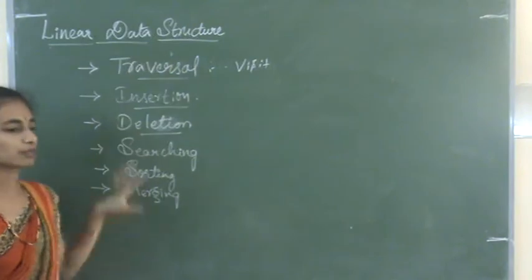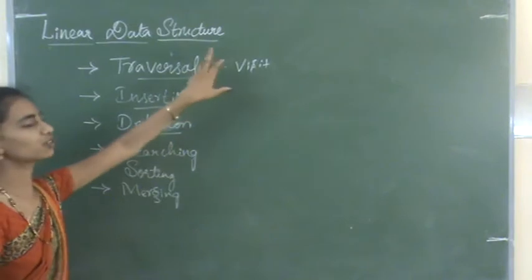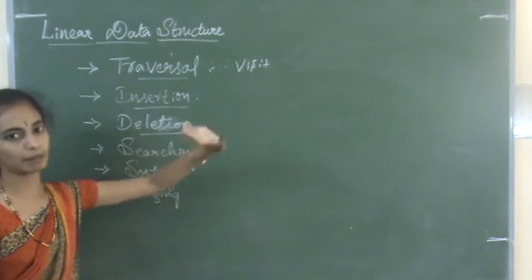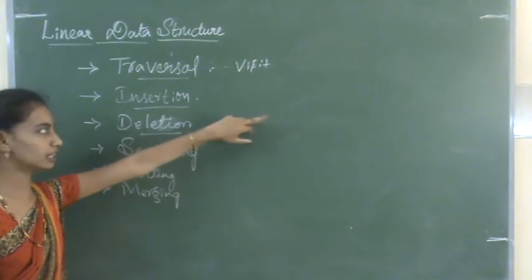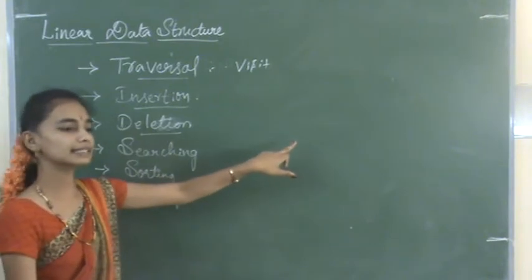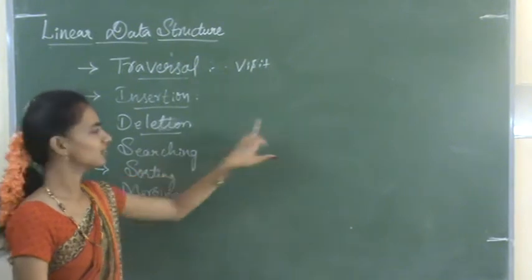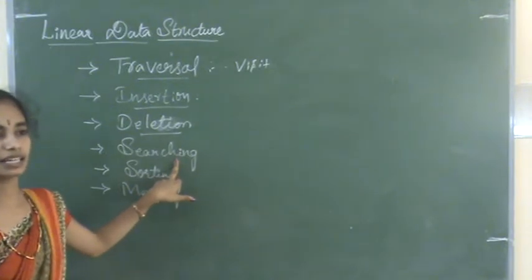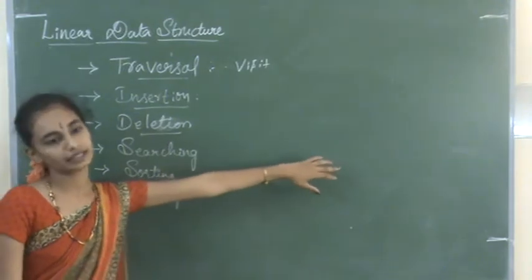So what are the operations performed on the linear data structure? Traversal, which means visiting or accessing the elements at least once to perform some operation. Next is insertion. Insertion means adding a new element into the data structure. Deletion means removing or deleting an existing item in a data structure. Next is searching. Searching means finding a data element in a data structure.